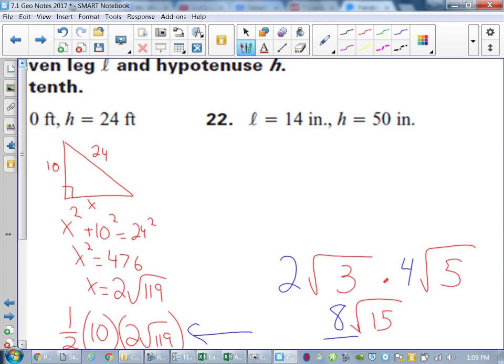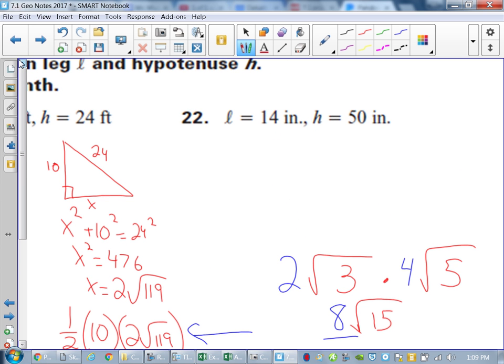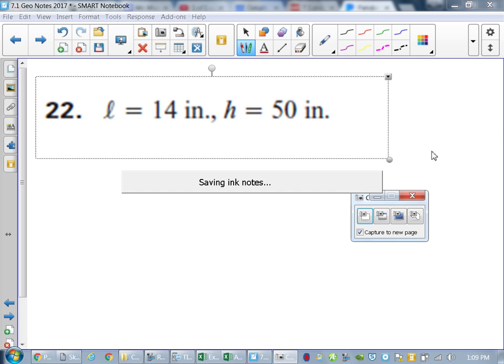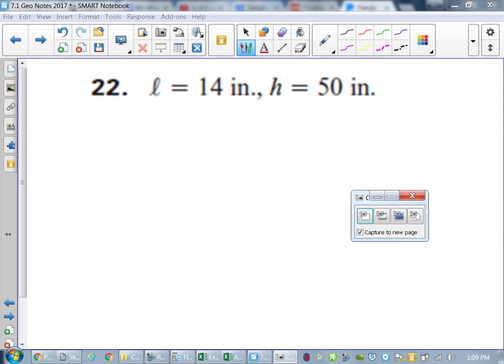All right, let's do the other one. Same idea, guys. Heads up, please. One more of these, and I think we might be a little ahead, which is fine. Give you some time to get started.